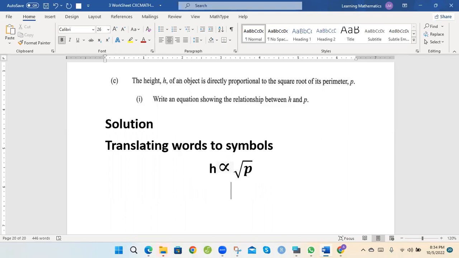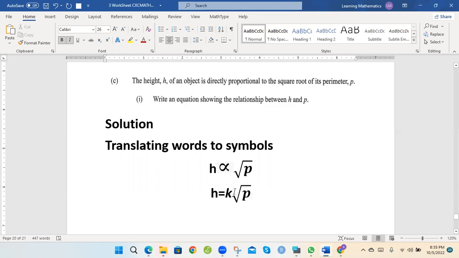So we have h, and we have the square root of p, and we have the proportionality sign. Now what you have to do is to remove the proportionality sign. You have to replace it with an equal sign, but you have to add what you call a constant. Normally they call it k. h is equal to k times the square root of p.